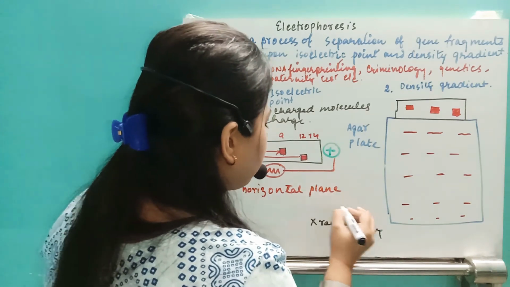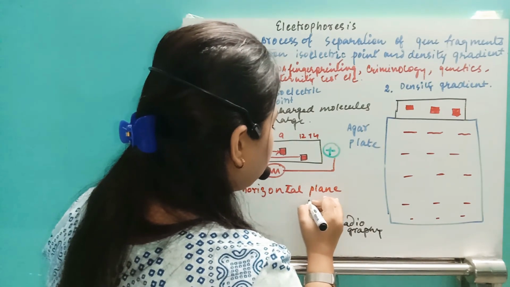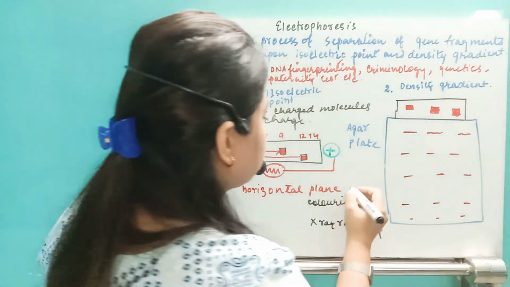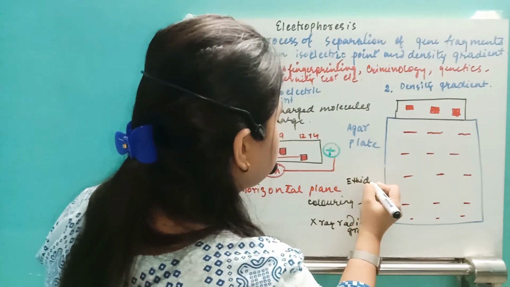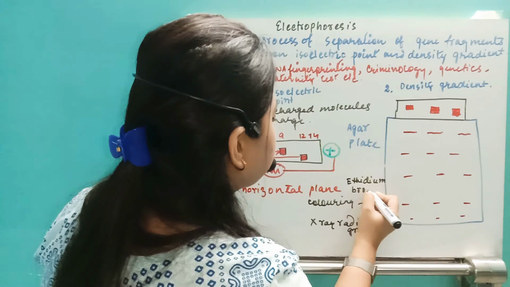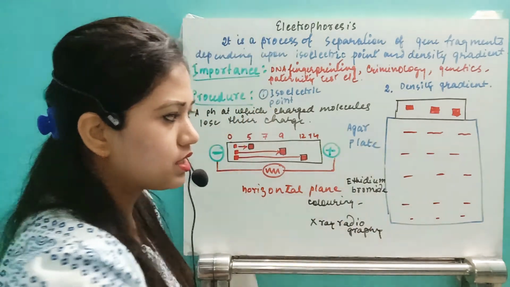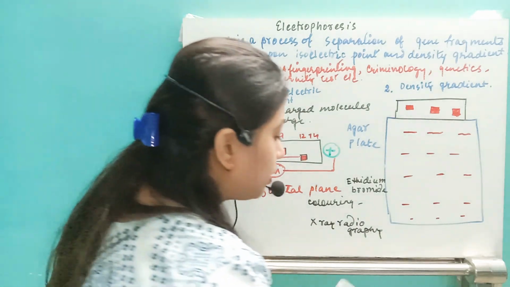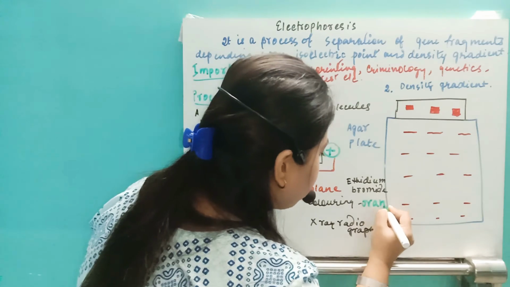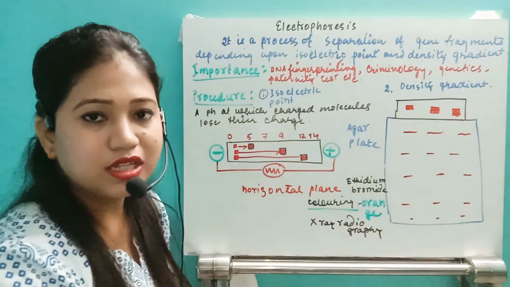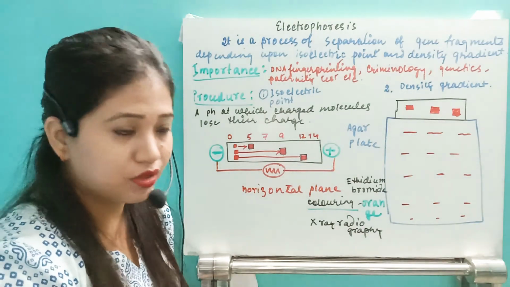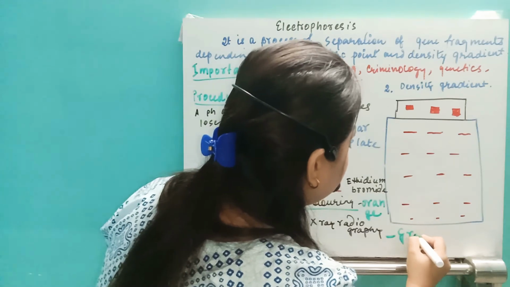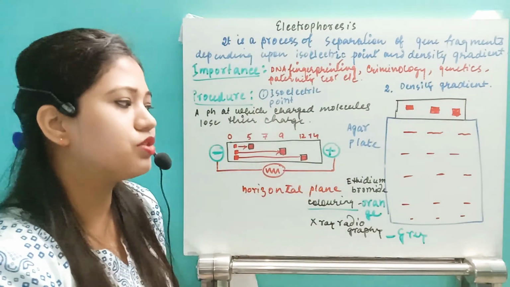Okay, so here we will have the coloring. One coloring agent is here. What is that? That is ethidium bromide. By this ethidium bromide, if you pour it into this gel plate, then the gene fragments will appear orange. It will appear orange in ethidium bromide, and in X-ray radiography, we will get gray color. But whatever the color, we can separate it out.